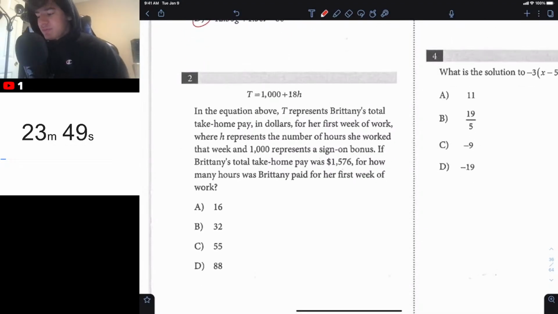In the equation above, T represents Brittany's total take-home pay in dollars for her first week of work, where H represents the number of hours she worked that week, and 1,000 represents a sign-on bonus. If Brittany's total take-home pay was $1,576, for how many hours was Brittany paid for her first week of work?